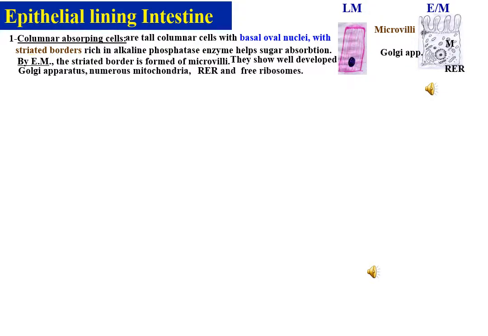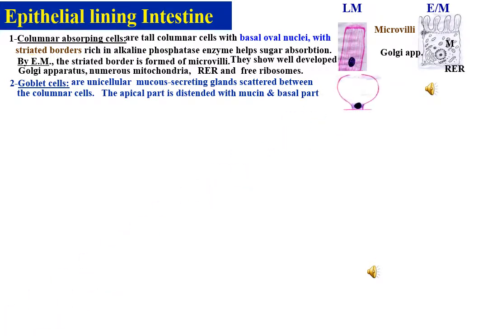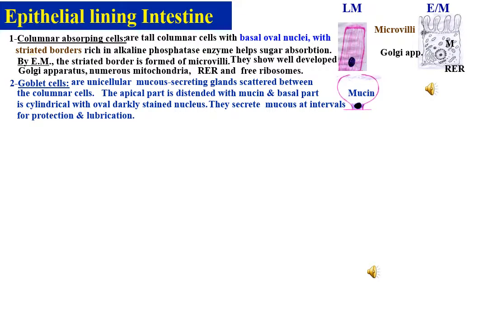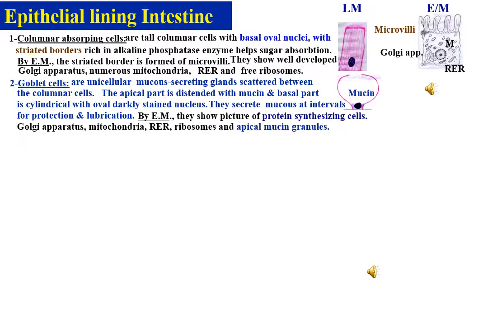Goblet cells. They are unicellular mucus-secreting glands found scattered between the columnar cells. The apical part is distended with mucin, while the basal part is cylindrical with an oval darkly stained nucleus. They secrete mucus at intervals for protection and lubrication. By electron microscope, they show the usual picture of protein synthesizing cells.